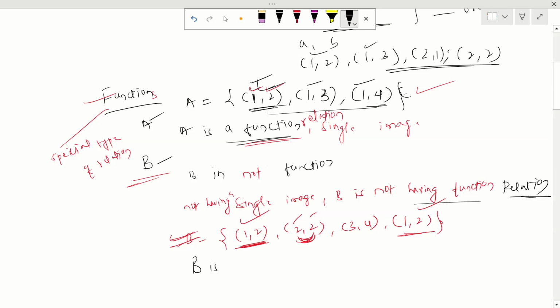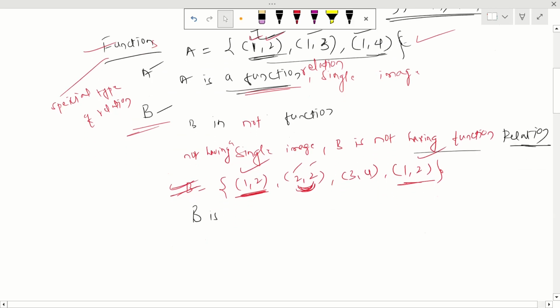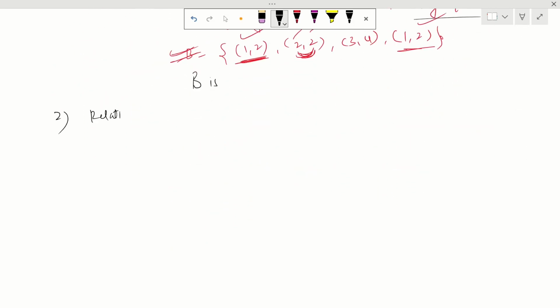This is clear, right? What are function relations? Now, relations, as shown in previous classes with examples. I will give a reminder of what relations are.